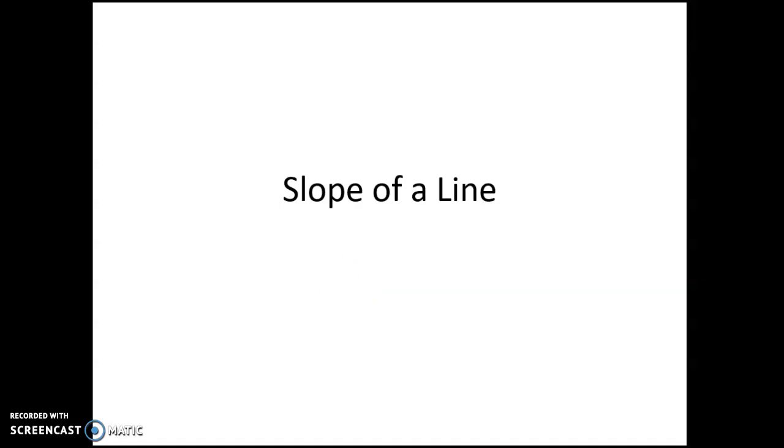Today we are talking about slope of a line, so make sure you have your notebook out, all separated, ready to go for your Cornell notes.